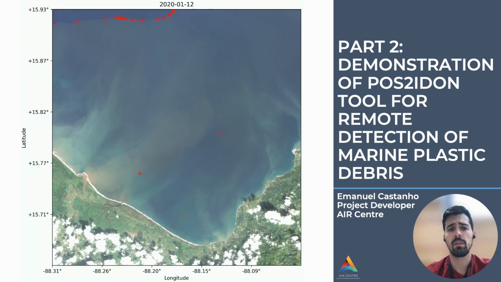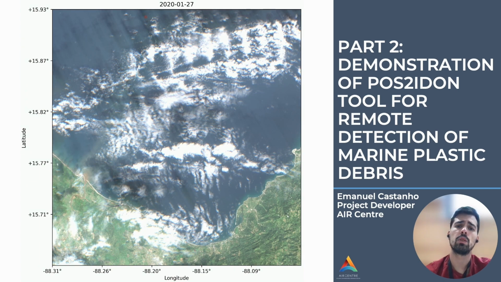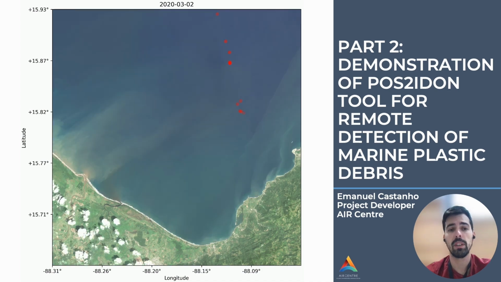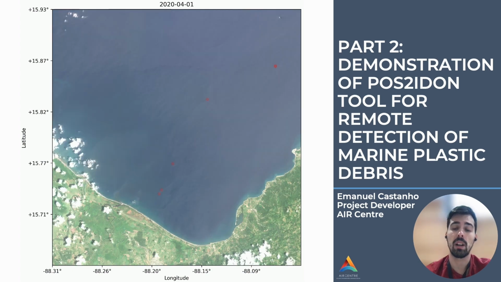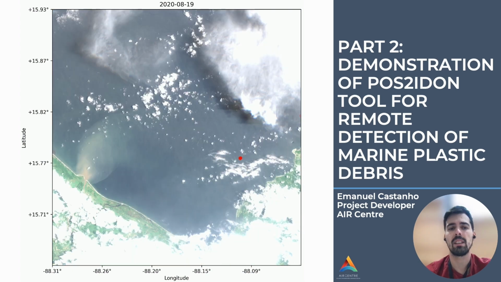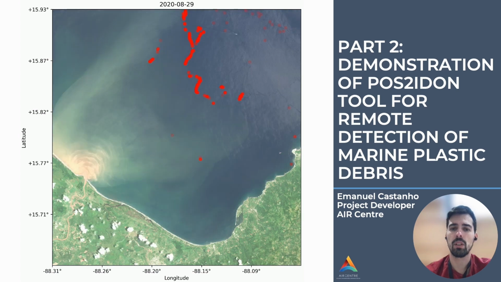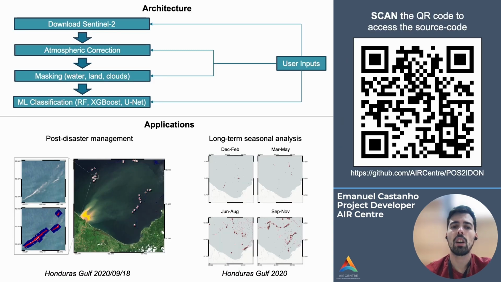The Air Center developed a tool to detect suspected locations of floating marine debris and other ocean features, for example floating macroalgae, in Sentinel-2 satellite imagery using machine learning. Scan the QR code or enter the link to access Poseidon. There you will find all the information about how to set up an environment on your computer and start detecting marine debris on your Sentinel-2 images.